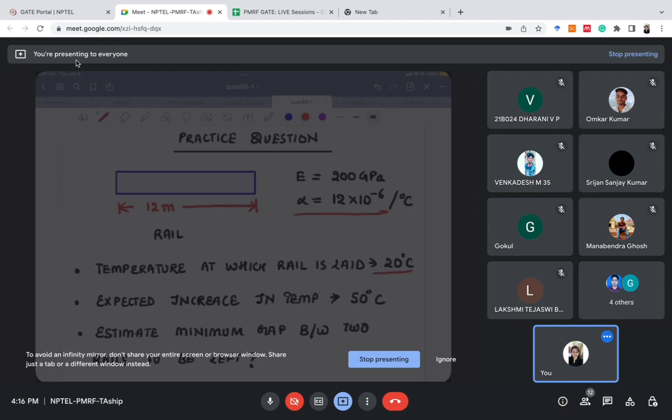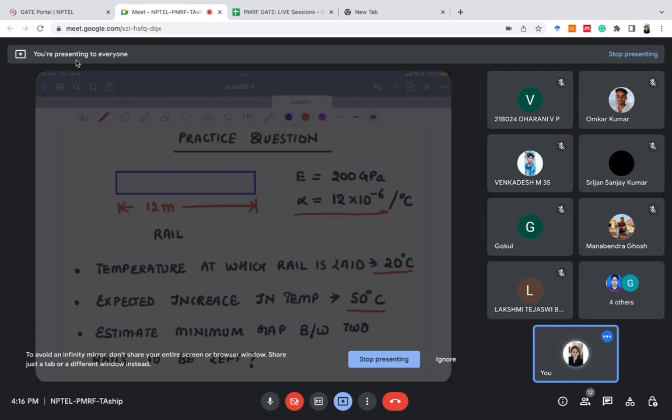It is expected that the temperature can be increased to about 50 degrees, as happens in a hotter climate. In the cold during the winters the temperature is 20 degrees Celsius, and during the summers suppose it is increased by 50 degrees Celsius. So the question is, estimate the minimum gap to be left between the two rails.